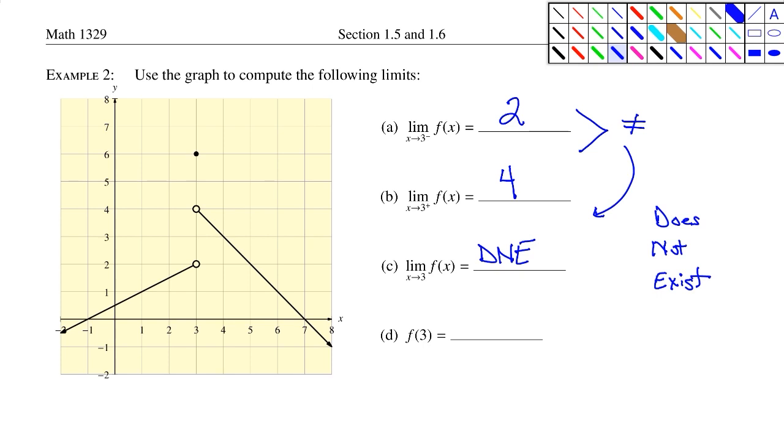And finally, f of 3 would be where is the function value for this graph? Well, function values are denoted by solid dots. And we see that there is a solid dot when x is equal to 3 at the y value of 6. So you can see that the function value and the limit values do not necessarily have to be anywhere close. They don't have to be connected at all. That's the beauty of the limit versus the function value.